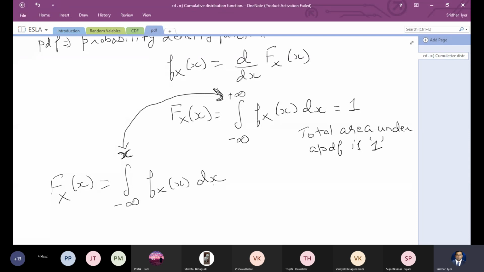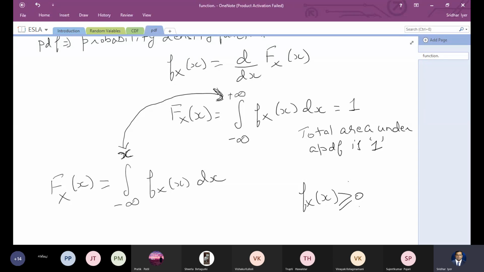Then we have also seen some other properties. For example, the PDF is always non-negative. Therefore, f_X(x) is always going to be greater than or equal to 0. So these are some helpful properties which will guide us in solving some numericals.